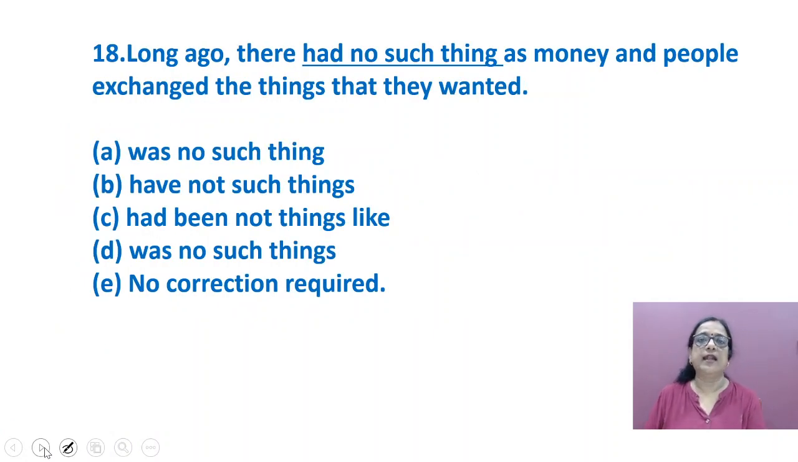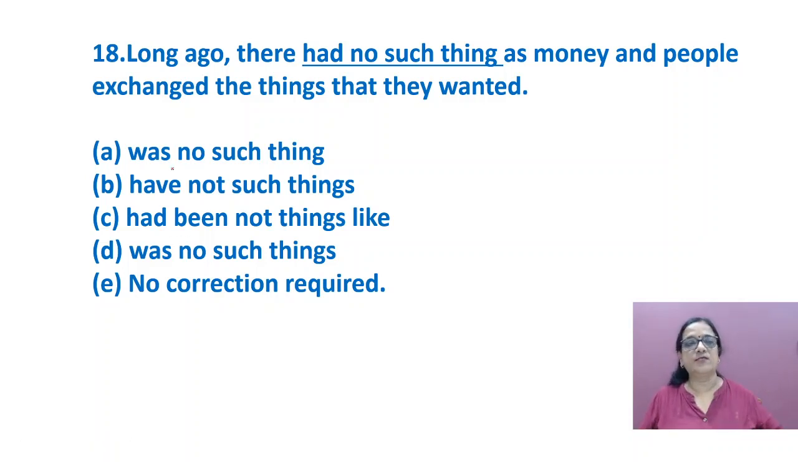Long ago, there had no such thing as money, and people exchanged the things that they wanted. So long ago, what happened? There was the barter system, no? When there was no existence of money, people used to exchange things. That is, they used to give 2 goats and take 1 quintal wheat. So in this way, the barter system existed.